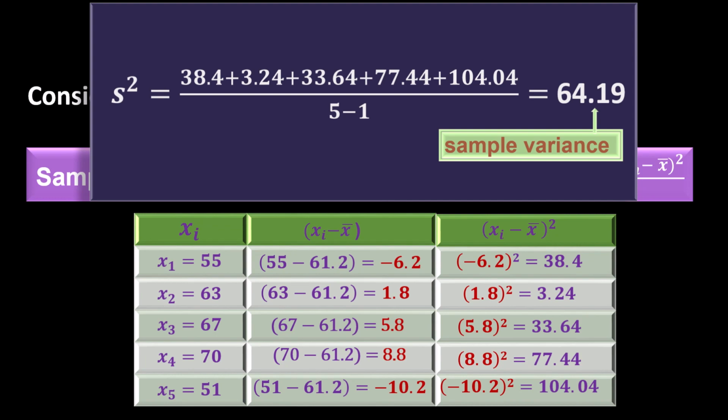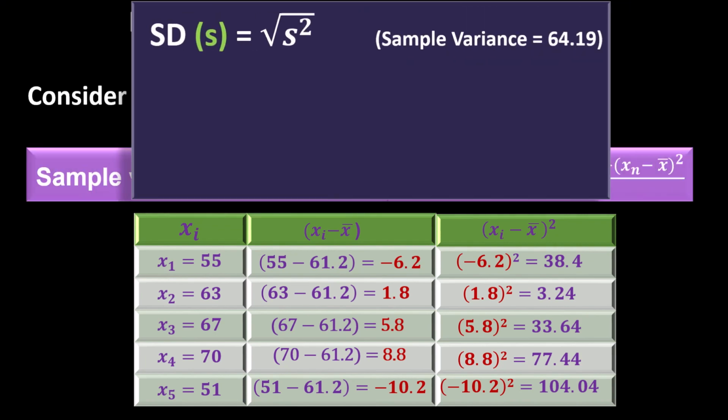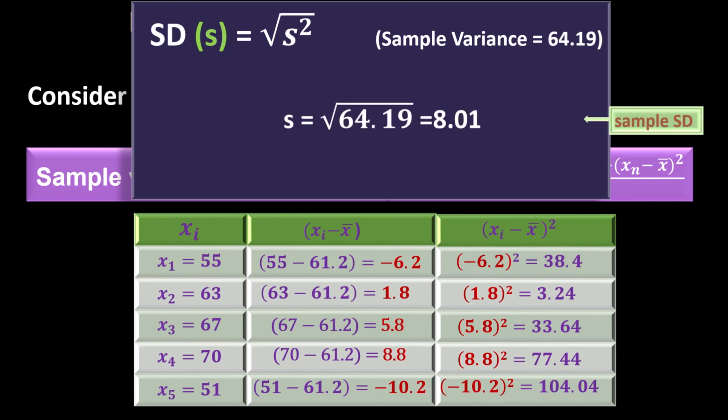Then how do we find the sample standard deviation? We know the sample standard deviation is the square root of the sample variance. So we need to find the square root of 64.19. That is 8.01. That is the sample standard deviation.